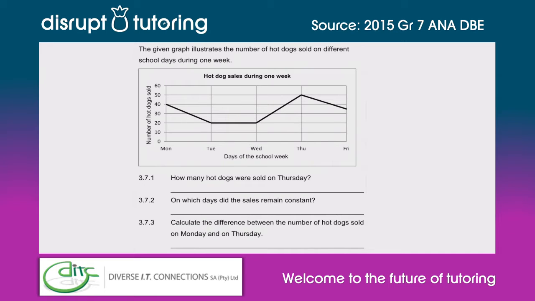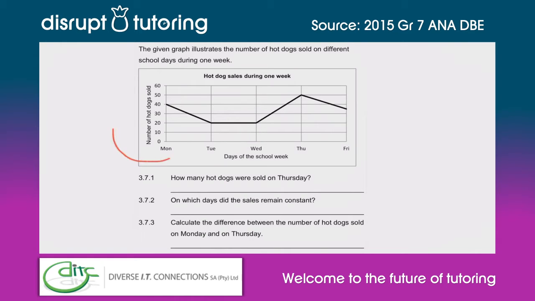And essentially what we're doing here is we're trying to interpret a graph. Now let's look at the graph together. The given graph illustrates the number of hot dogs sold on different school days during 1 week. Now let's try and make sense of what this graph is trying to say.